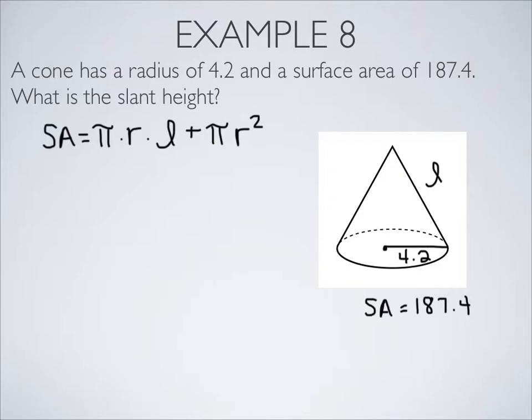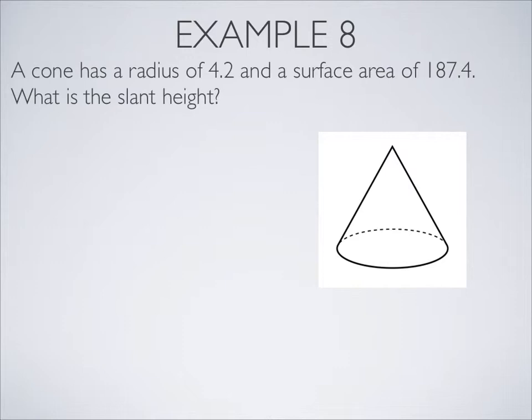Okay, so our next example here gives us a cone with a radius of 4.2, and this time it tells us what the surface area is. So let's go ahead and fill those numbers in. My radius is 4.2. And I know the total surface area is 187.4. And what I'm looking for this time is the slant height. I need to solve for the slant height.